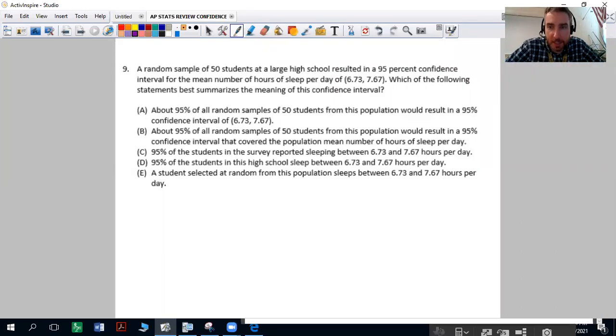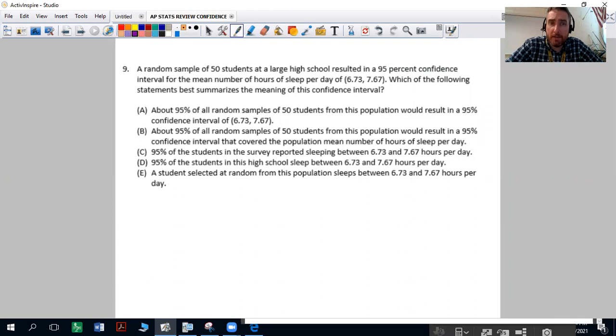Question 9. A random sample of 50 students at a large high school resulted in a 95% confidence interval for the mean number of hours of sleep per day of 6.73 to 7.67. Which of the following statements best summarizes the meaning of this confidence interval? Now, it doesn't say interpret the confidence interval. It says summarize the meaning of this confidence interval.